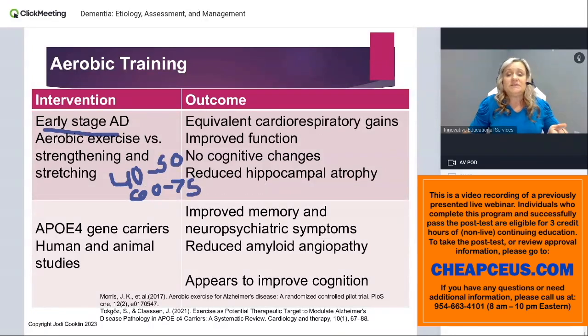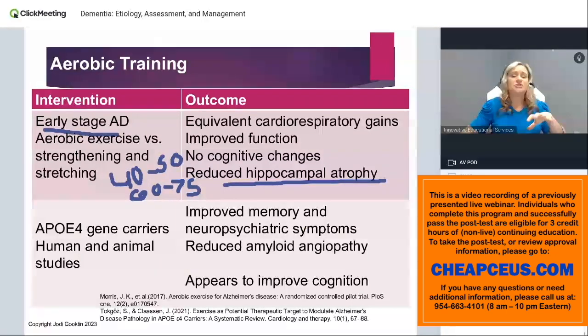They did find in these individuals that there were cardiorespiratory improvements and improved function overall. On imaging studies, there were improvements in the hippocampus; it retained more of its density. However, they didn't see any specific cognitive changes for the individuals, but they projected there might be more changes as the disease progressed, because we're seeing those physical changes in that hippocampus.